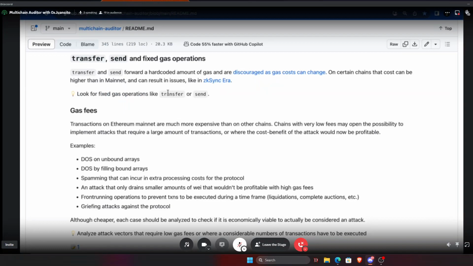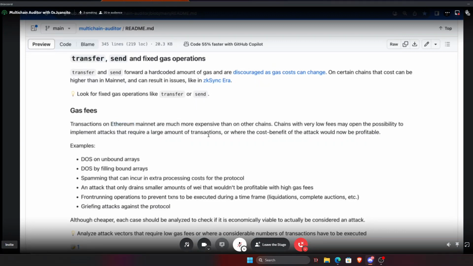So in case you don't want to run into some issues that happen on that project, please be mindful of that. And also talking about gas fees, we know that gas fees in Ethereum are quite expensive. On some other chains, they might be cheaper. And as they might be cheaper, that means that you may perform some attacks on those chains that you might not be able to do on Ethereum because it's not monetarily possible, because you'll spend a lot of money.